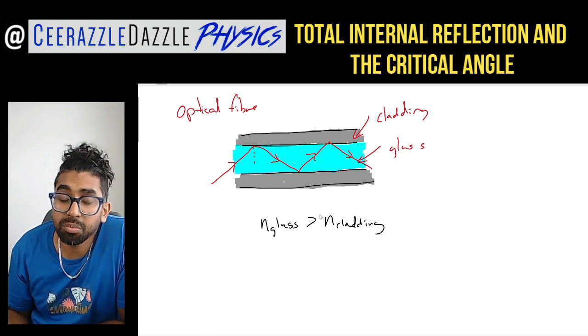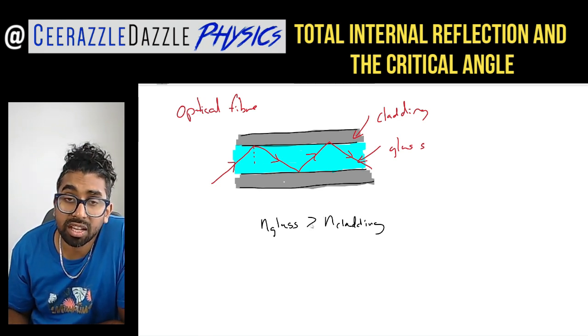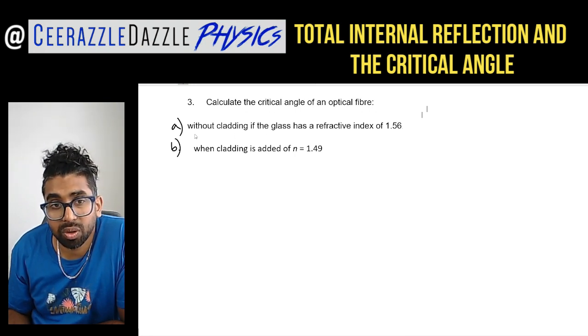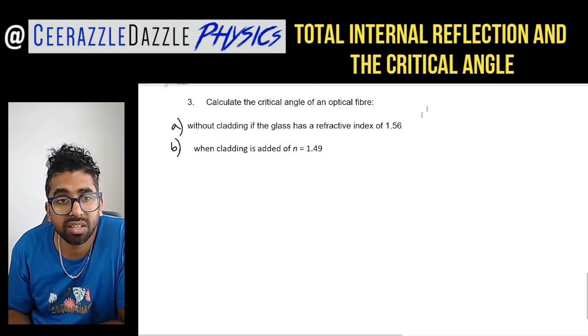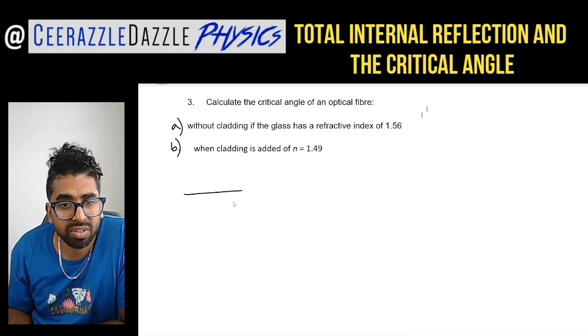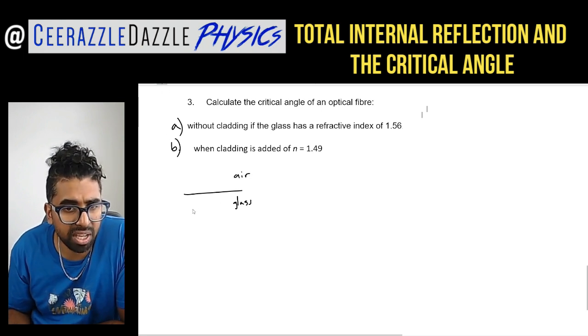Alright, now from here we're going to move on to a couple of questions looking at total internal reflection and the critical angle. Okay, so here's a question. Calculate the critical angle of an optical fiber without cladding if the glass has a refractive index of 1.56. Okay, so I like to draw it, so let's just draw it over here. This is obviously the glass, and without the cladding it's going to be air. Instead of cladding, guys, there's just going to be air over here.